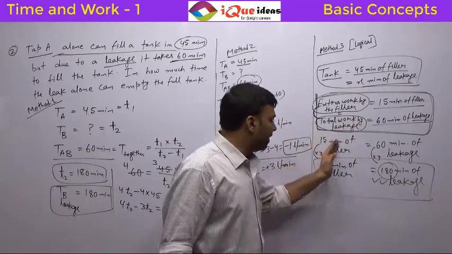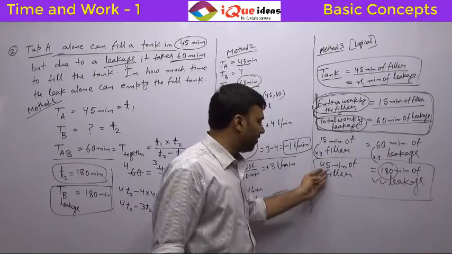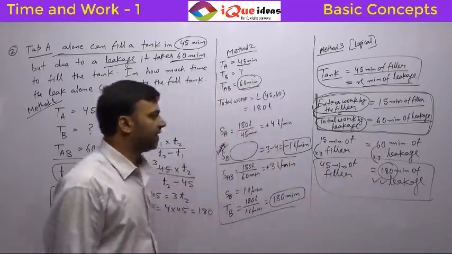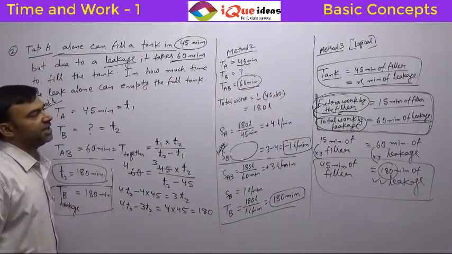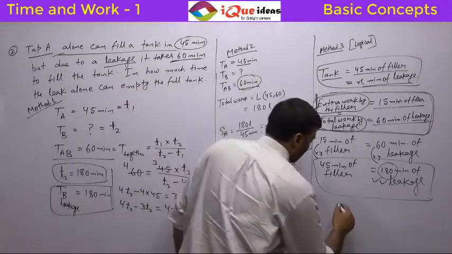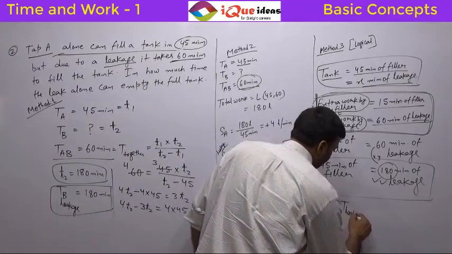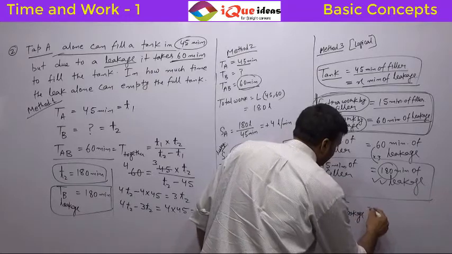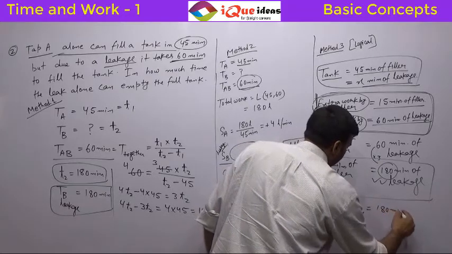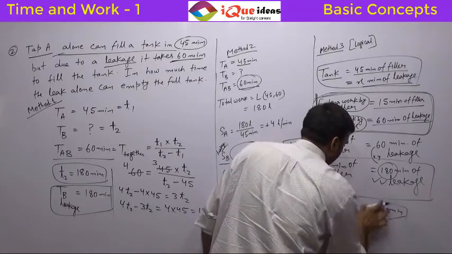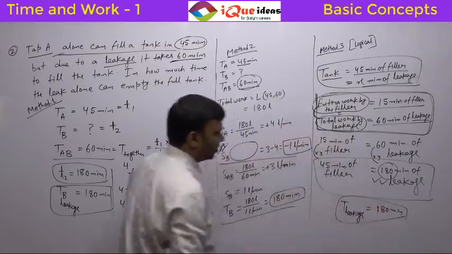Or 1 minute of filler is equal to 4 minutes of leakage. From there, 45 minutes of filler will be equal to 4 into 45, that is 180 minutes of leakage. So the answer of that question will be 180 minutes. So time taken by leakage to empty the full tank will be 180 minutes. So this was a good concept for negative work. Okay, let's take one last question for the negative work.